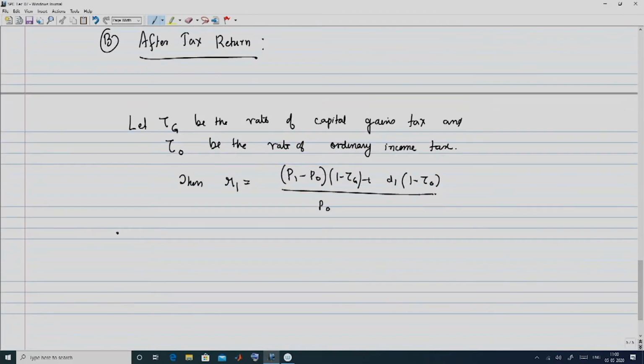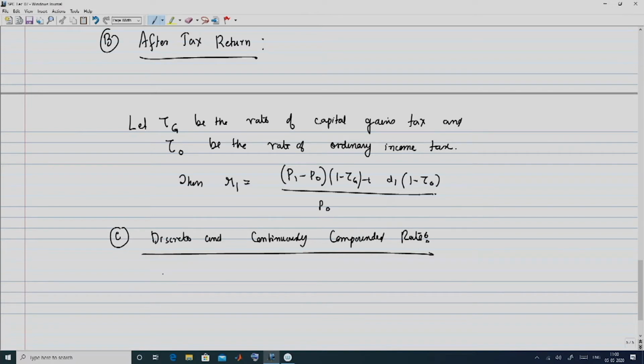Okay, and the last thing that I want to talk about is discrete and continuously compounded rate. This is something that I had broached upon in the last class, but I will just recall this. If we have two time periods as 0 and 1, then your P at 1 is going to be P0, and if R is the annual interest rate, paid m times a year, this is going to be P naught into (1 plus R over m) to the power m.